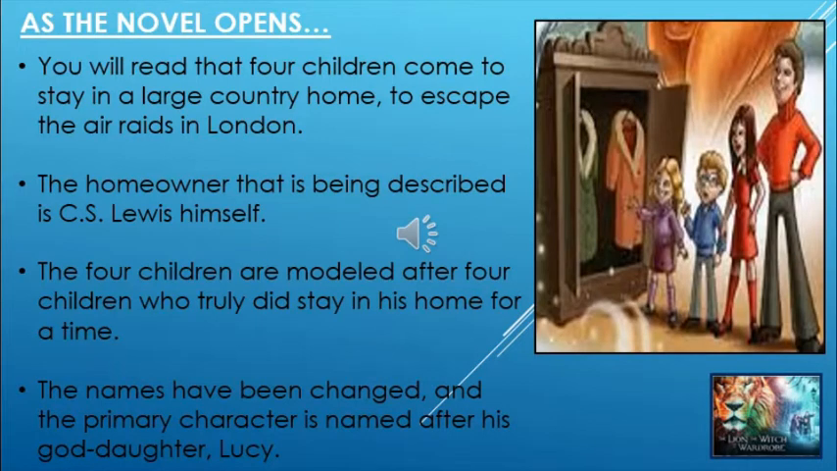As the novel opens, you will read that 4 children come to stay in a large country home to escape the air raids in London. The homeowner that you will see described is modeled after C.S. Lewis himself. The 4 children are modeled after 4 real-life children who truly did stay in his home for a while. The names of those 4 children have been changed in the book, but the primary character is given the name Lucy, and she is named after his goddaughter, Lucy.